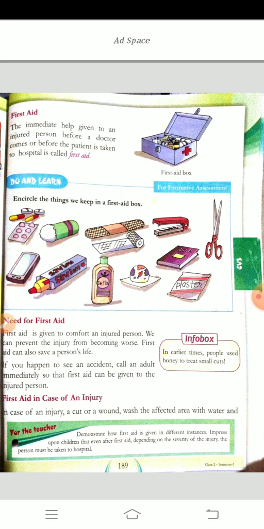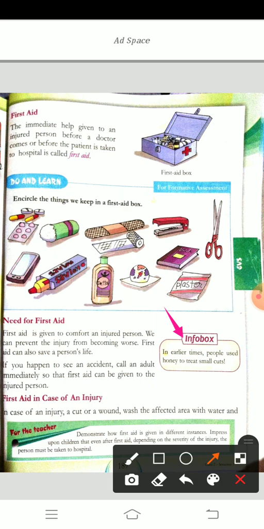First aid in cases of an injury. In the info box they have given one idea. See, in earlier times people used honey to treat small cuts. If you get a small cut from scissors or a knife, you get hurt. So for that, in earlier days they put honey. This prevents the bleeding. But nowadays we are using antiseptic creams.